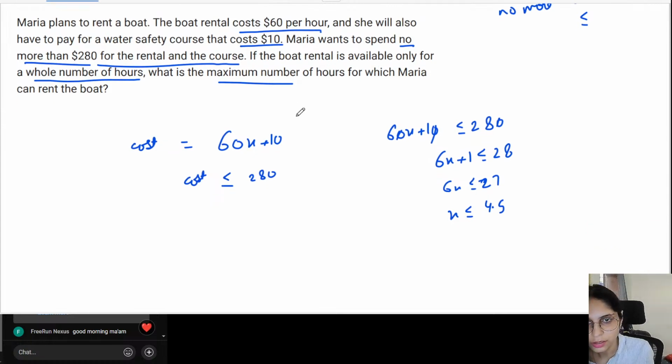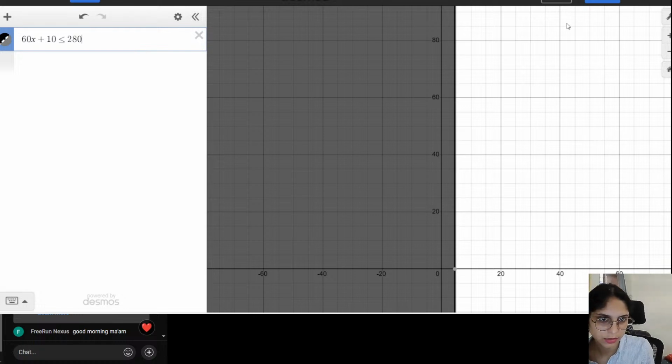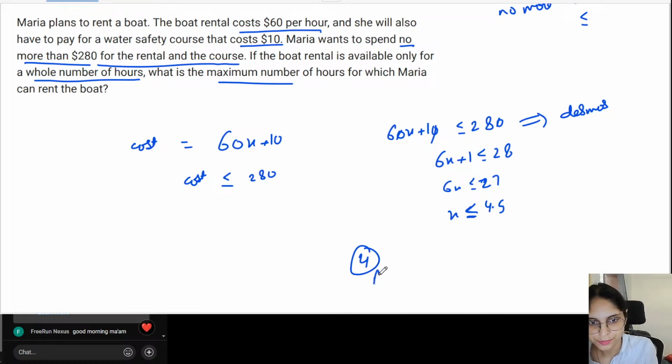It should be less than or equal to 4.5, but your answer cannot be 4.5. So the answer is going to be 4, because you're looking for the maximum whole number that is less than 4.5. So it is 4. From here you can also go to Desmos and get the answer. 60x plus 10 is less than or equal to 280. You're seeing 4.5 and everything is on the left, so you have to take a smaller value than 4.5. So your answer is 4.